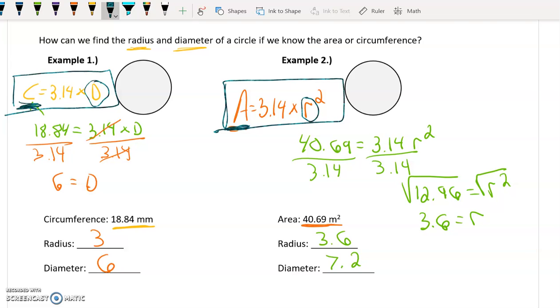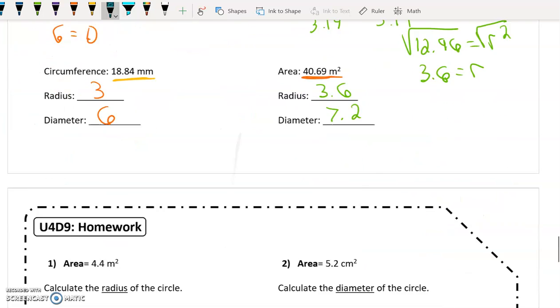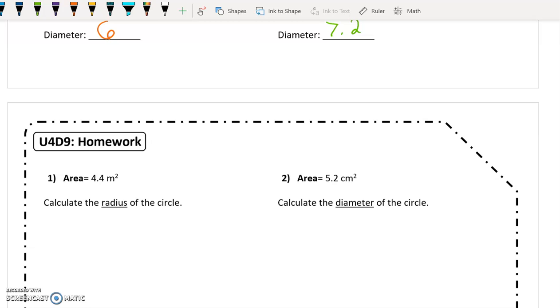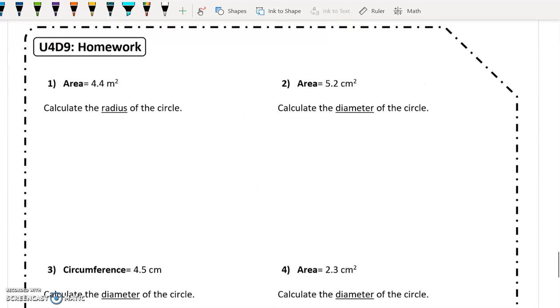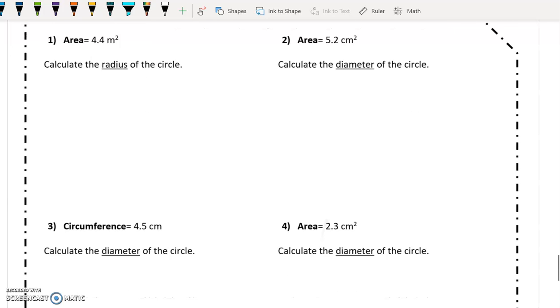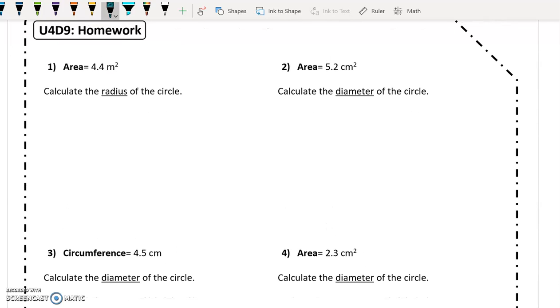Okay, so your homework is going to be on the next page and giving you some practice with that. Those of you working on OneNote, you'll find it over on the side where it says Unit 4 Day 9 homework. Otherwise, those of you with the printed packet can just scroll down and you'll find the Unit 4 Day 9 homework. Okay, it again goes through, and this time it gives you area. Here's your area. You need to find radius. Here it gives you area, and you're finding diameter.